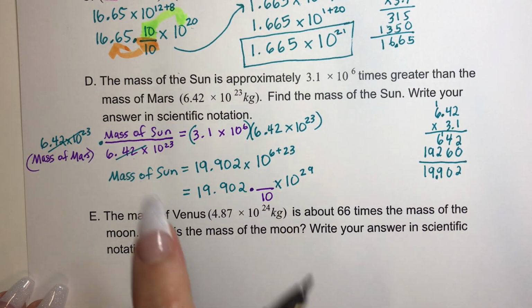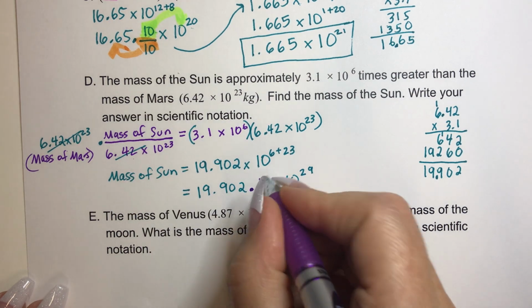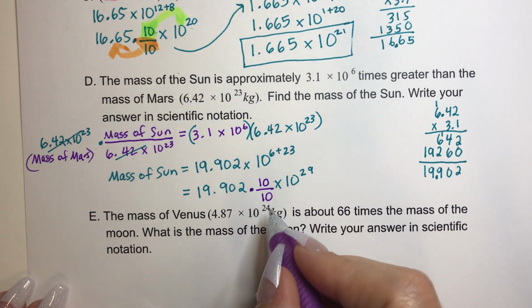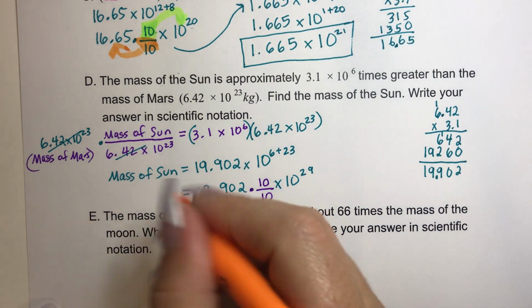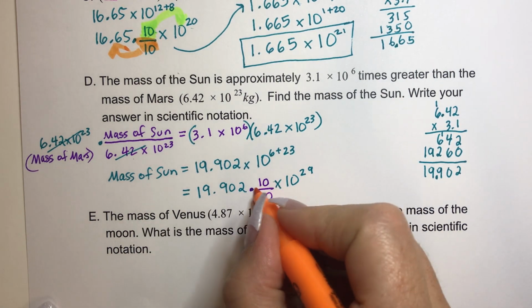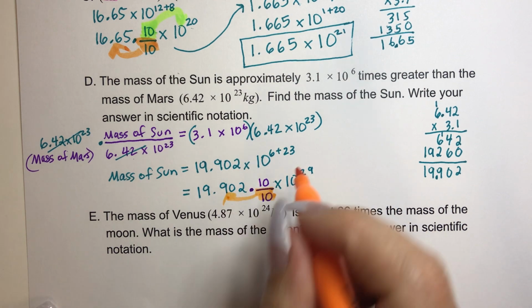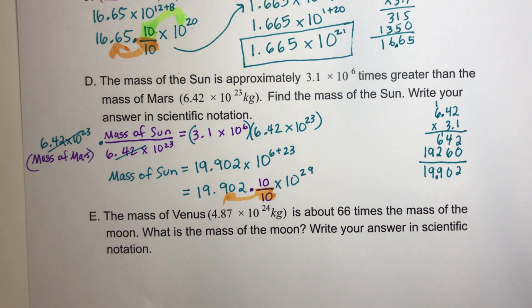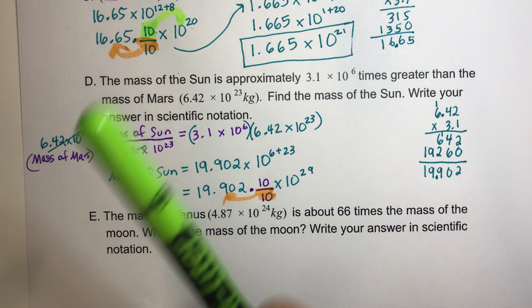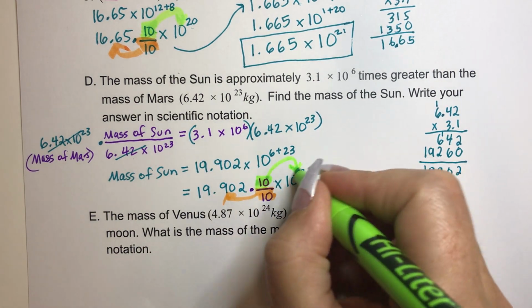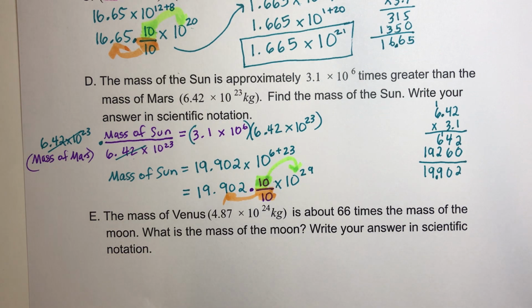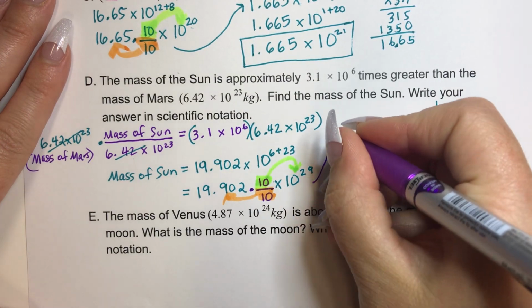But if we divide by 10, we must also multiply by 10, because 10 divided by 10 is 1, and we can do that, right? So we're going to divide this portion of the number by 10, and then multiply the power by 10. Okay, let's do it.